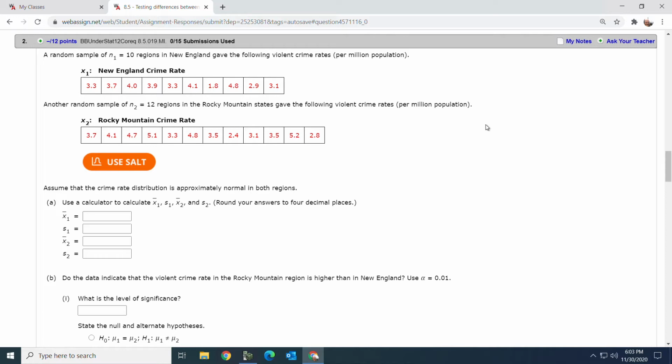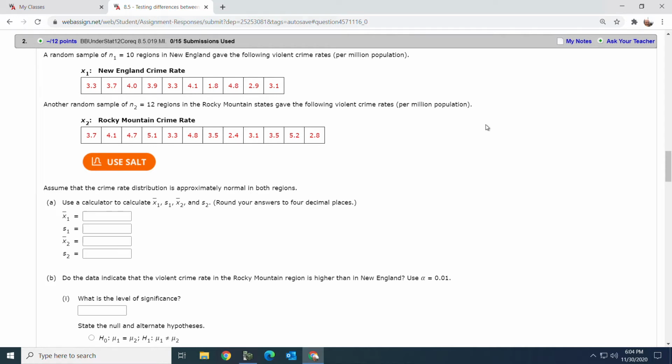Group 1, we have a random sample of 10 regions in New England, and they gave the following violent crime rates per million population. The second group is the Rocky Mountain crime rate, and that's the violent crime rates per million of population, and they sampled 12 regions in the Rocky Mountain states.